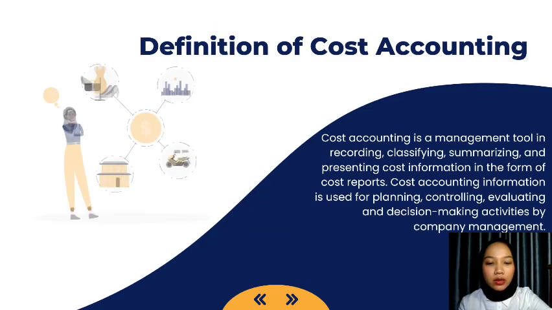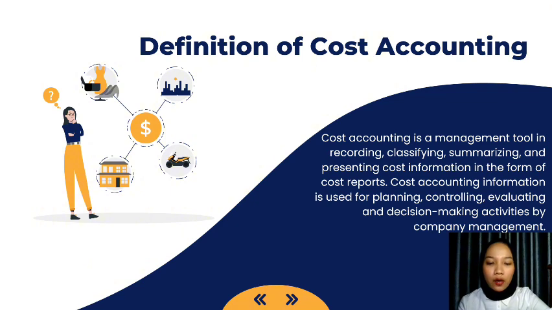The first literature review is the definition of cost accounting. Cost is the most important element in determining the cost of goods or services produced. Cost accounting is a management tool in recording, classifying, summarizing, and presenting cost information in the form of cost reports. Cost accounting information is used for planning, controlling, evaluation, and decision-making activities by company management.